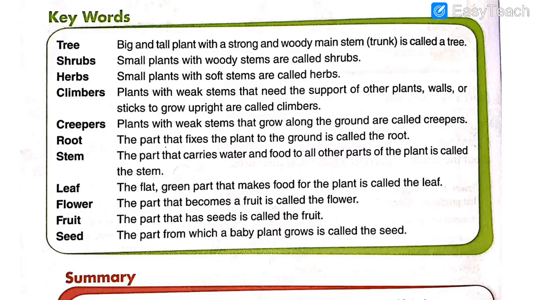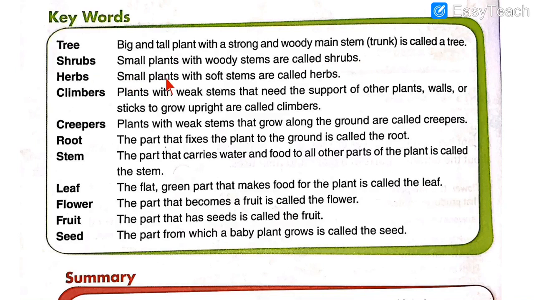So in the previous video we had seen the keywords of lesson number 1, types of plants. Which were the keywords that we had seen? I will just read it out for you. Tree, big and tall plant with strong and woody stem is called tree. Shrubs, small plants with woody stems are called shrubs.